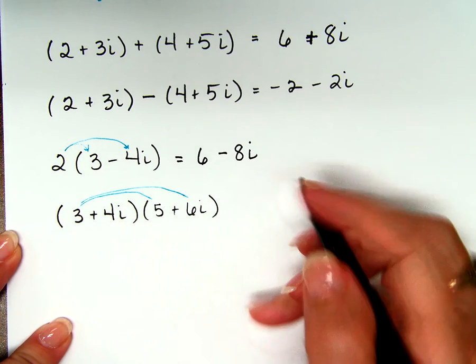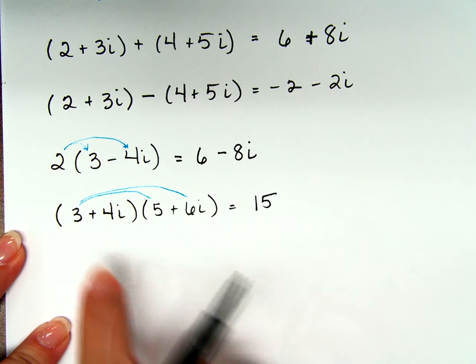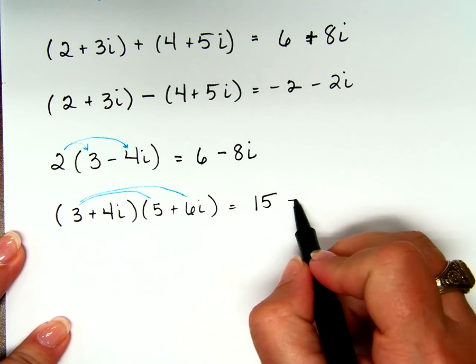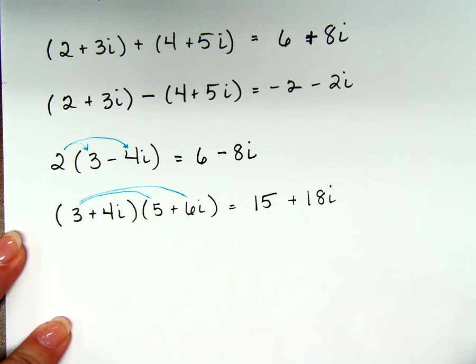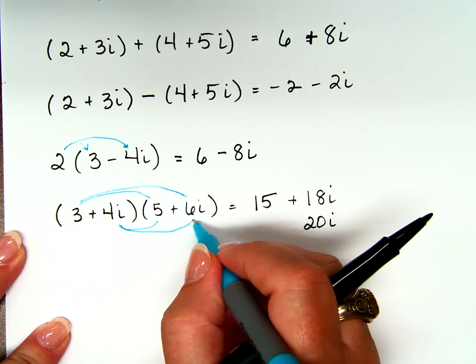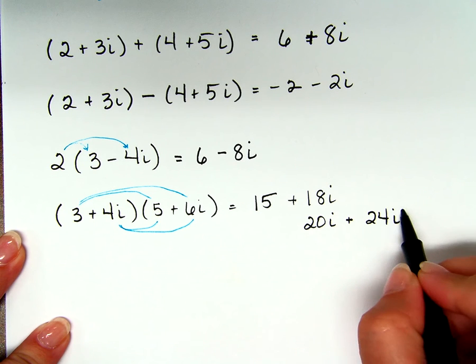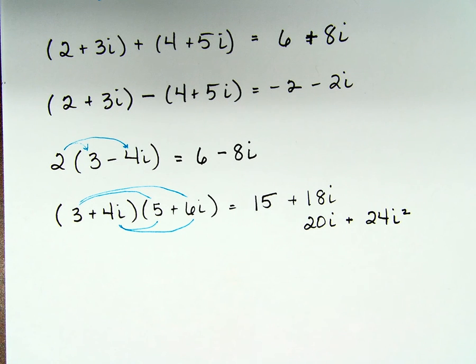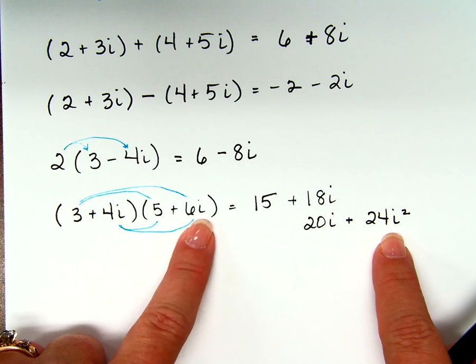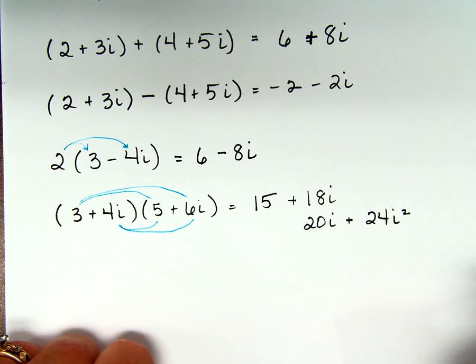So 3 times 5? 15. 3 times 6i? 18i. And then I have 4i times 5, so 20i. And then 4i times 6i, so 24i squared, right? i is not a variable, remember, but sometimes it acts like a variable, okay? It's not a placeholder for anything. It's telling you that's the imaginary part, that it acts like a variable in situations like this. i times i is i squared, okay?